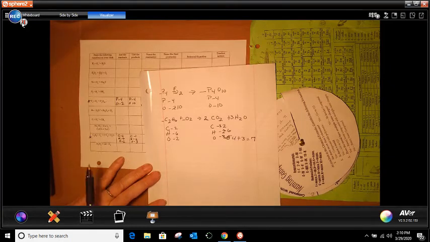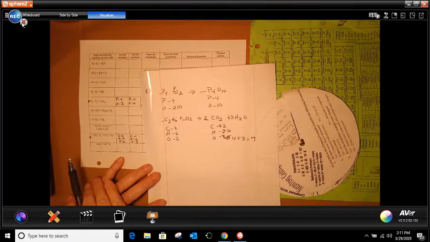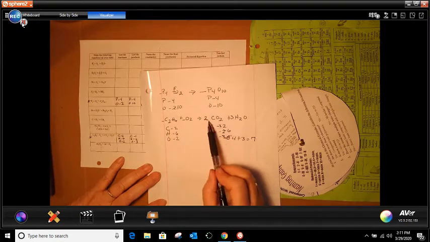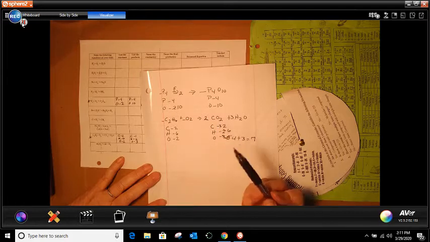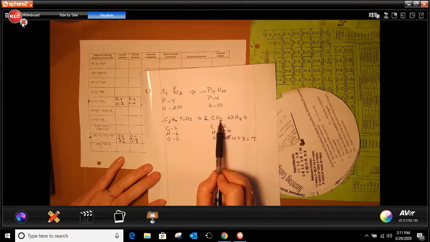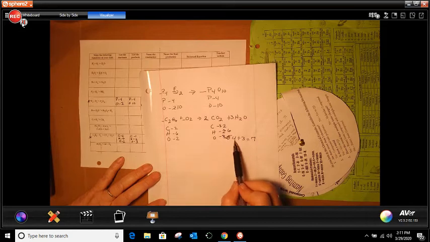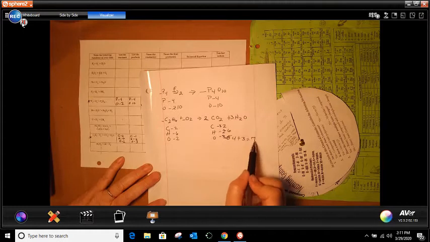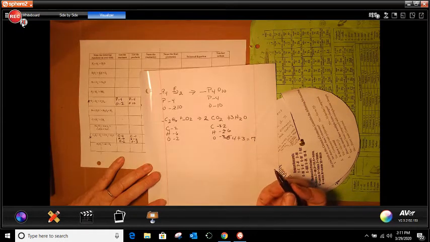Let me look back at my formula to make sure I have it right. C2H6 plus O2, CO2, H2O. Okay, so let me make sure I have my numbers right. Carbon is 2, hydrogen is 6, oxygen is 2. I changed this one. That made my carbon 2. My oxygen is 2. That's 4 plus 3 times 1, which is 7. Okay, I really don't like odd numbers. So I'm going to choose another number because I don't like odd numbers.